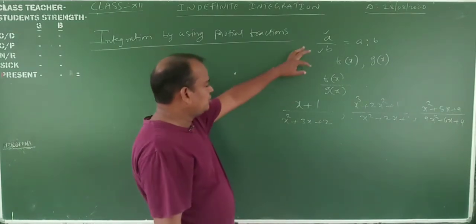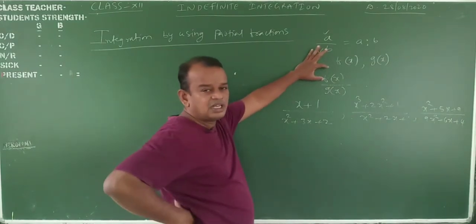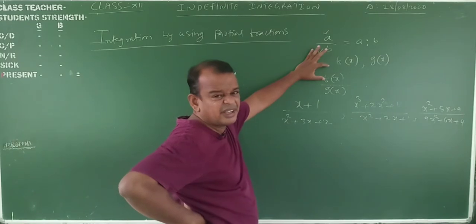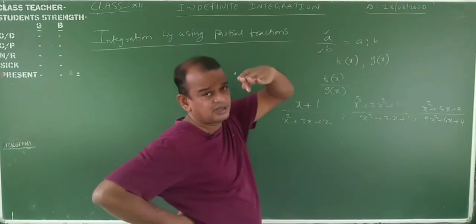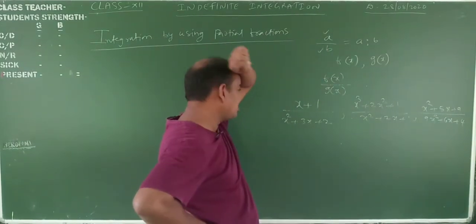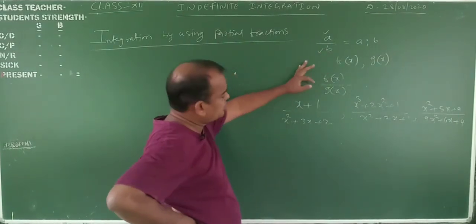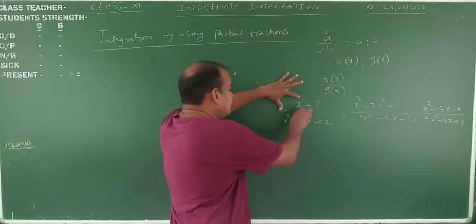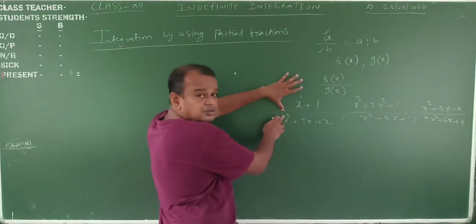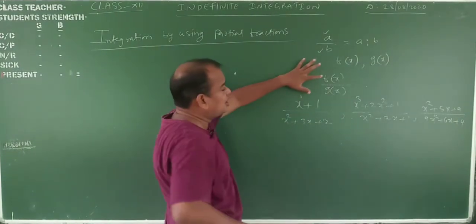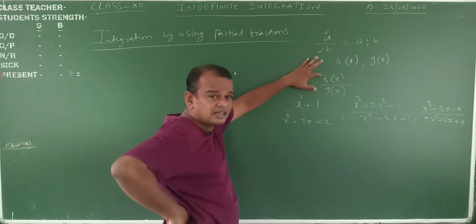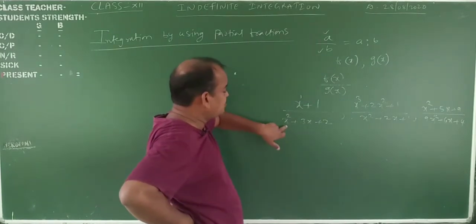Here, you observe the degree. Degree means the index of the variable x, meaning the power, the highest power of x. In f of x, we find the degree. In g of x, we find the degree. Observe that here the degree is 1, this is linear, and here the degree is 2. So the degree of f of x is less than the degree of g of x.